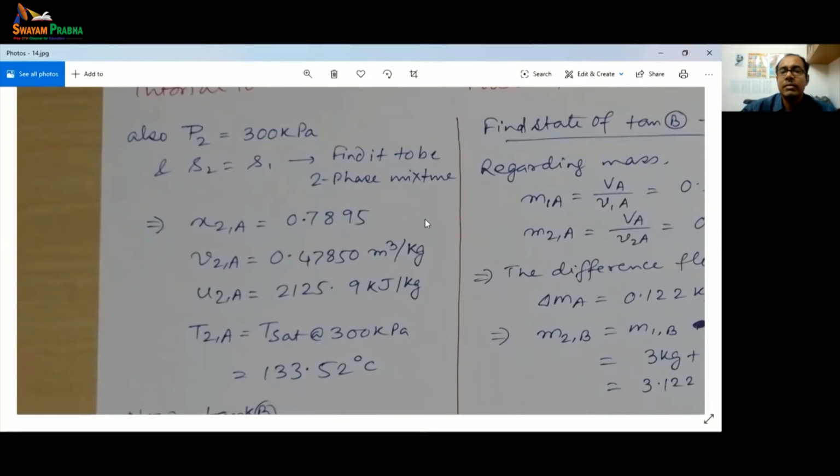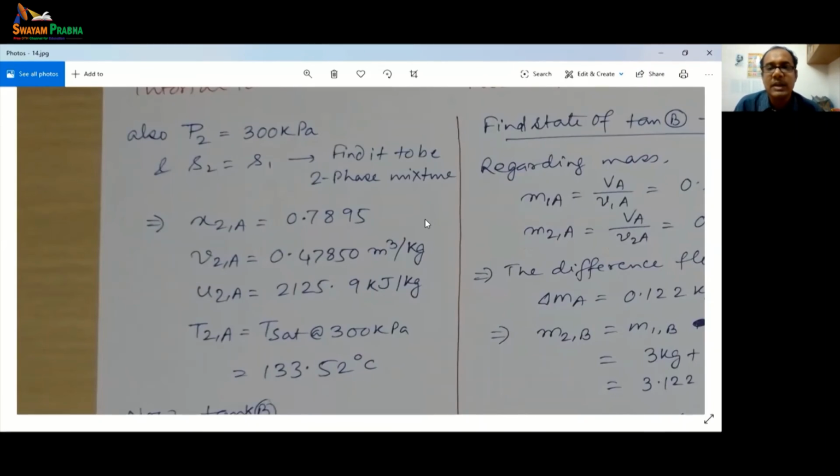Whenever the two-phase region is there, the quality comes into the picture, and you can find the quality by linear interpolation. x2A will be equal to 0.7895. So 78%, or almost 79% quality of the vapor. This 2A means the quality in state 2, the final state, in tank A. Similarly, you can find the specific volume, specific entropy, and specific internal energy in the final state of tank A.